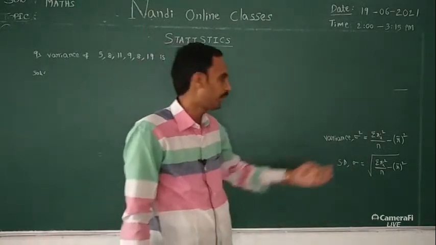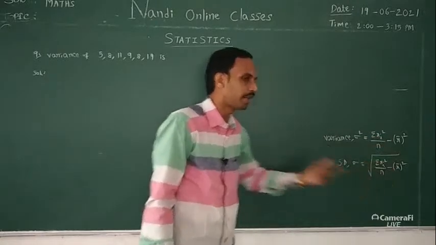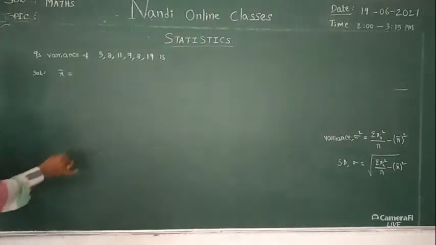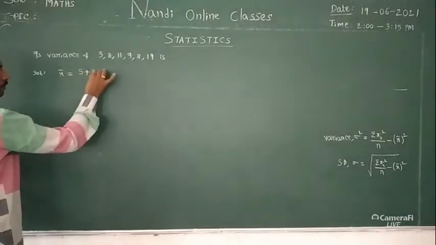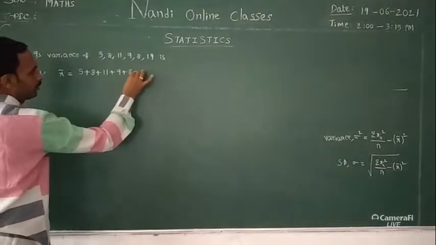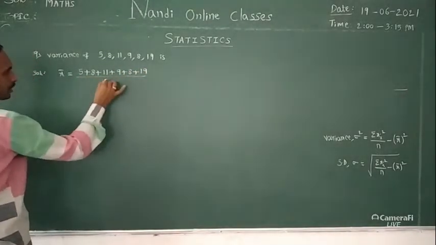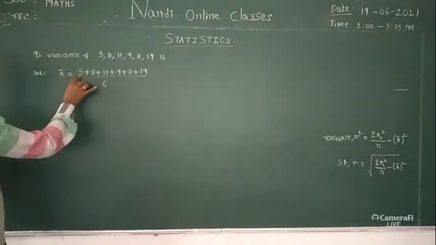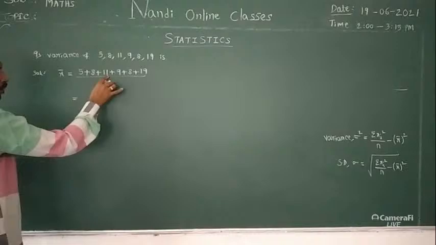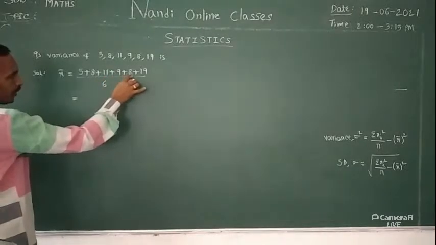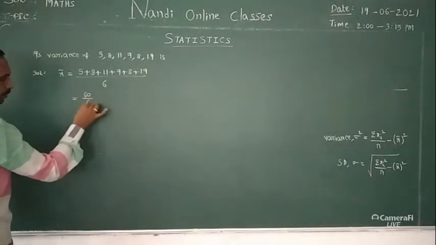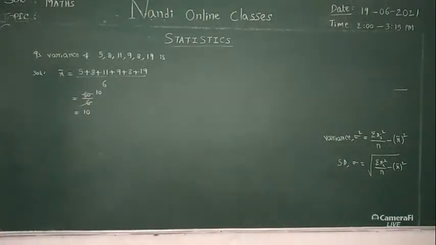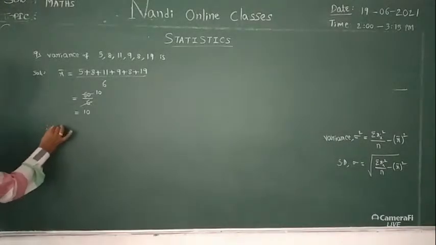So first of all, I am going to find the variance. To find variance, the mean is required. So mean is equal to the sum of the observations divided by the number of observations. 5 plus 8 plus 11 plus 9 plus 8 plus 19, divided by 6. Adding: 8 plus 5 is 13, 13 plus 11 is 24, 32, 41, 60. So 60 by 6 is equal to 10. Okay, that is the mean.